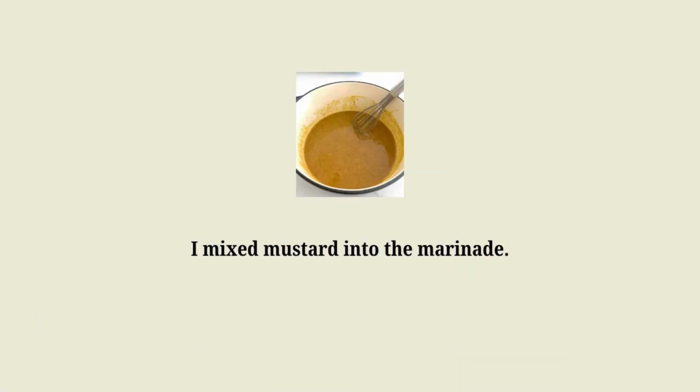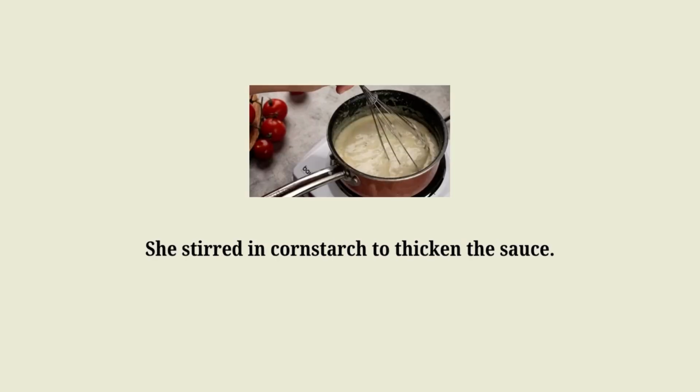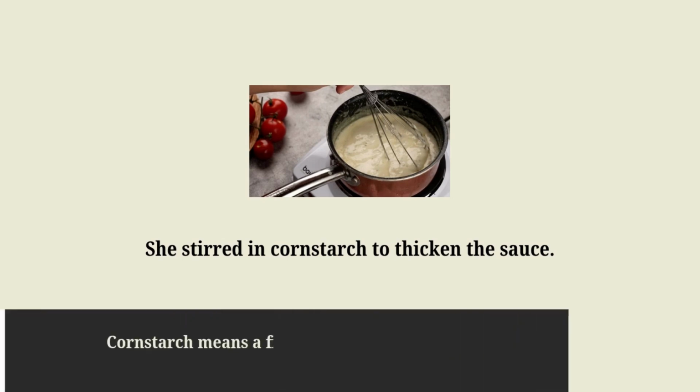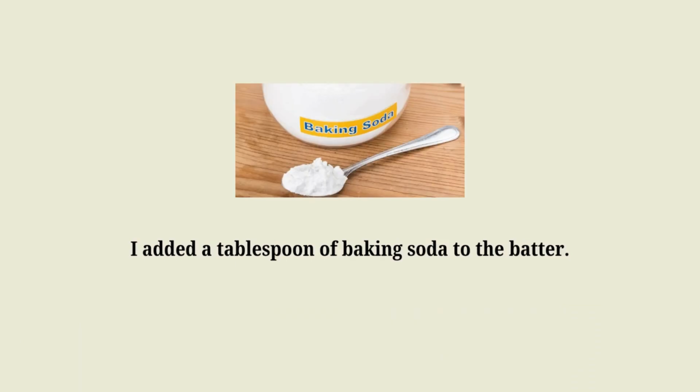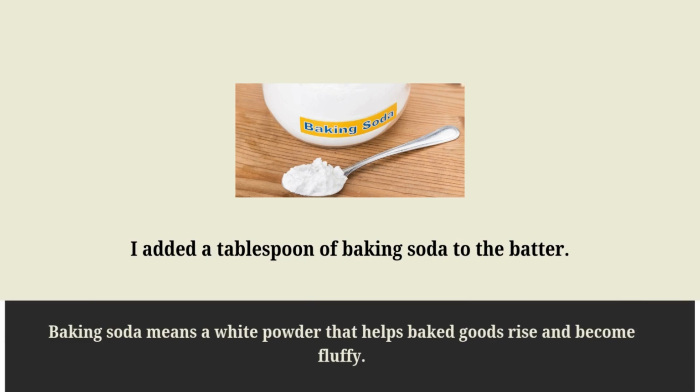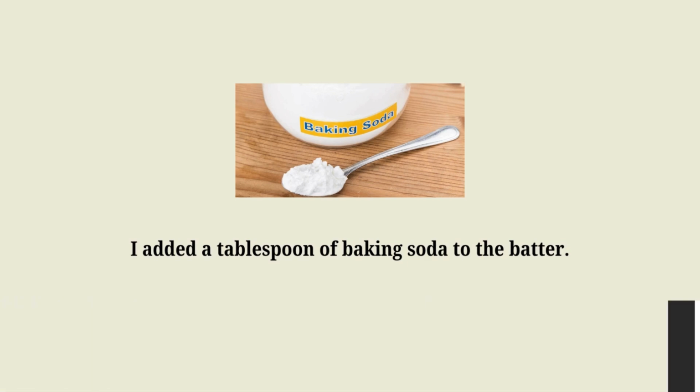I mixed mustard into the marinade. She stirred in cornstarch to thicken the sauce. Cornstarch means a fine white powder used to thicken liquids. I added a tablespoon of baking soda to the batter. Baking soda means a white powder that helps baked goods rise and become fluffy.